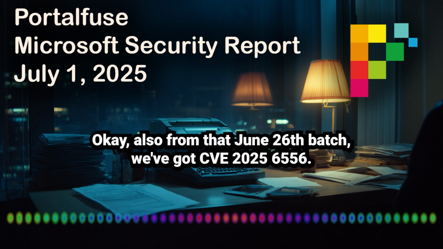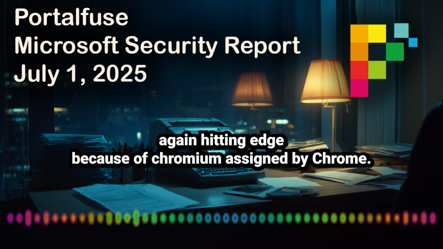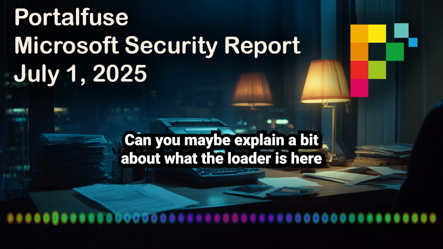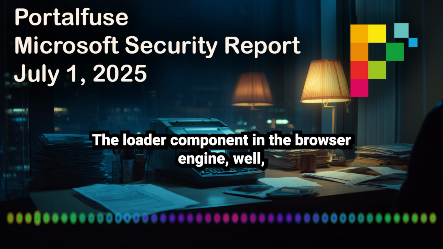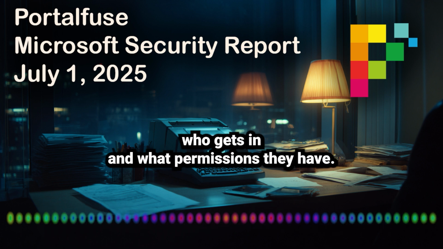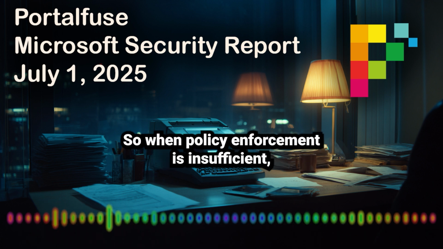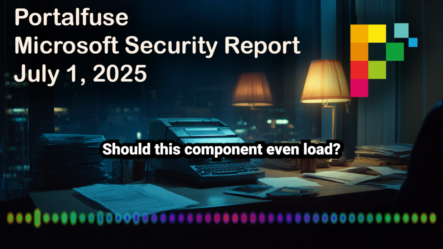Okay, also from that June 26th batch, we've got CVE 2025-6556. This one's labeled Insufficient Policy Enforcement in Loader. Again, hitting Edge because of Chromium, assigned by Chrome. Can you maybe explain a bit about what the loader is here and why weak policy enforcement is a big deal? Sure. The loader component in the browser engine manages how things like scripts, resources, and other components get loaded and run. It's kind of like the bouncer, deciding who gets in and what permissions they have. So when policy enforcement is insufficient, it means the browser isn't properly checking permissions. Should this script run? Should this component even load?